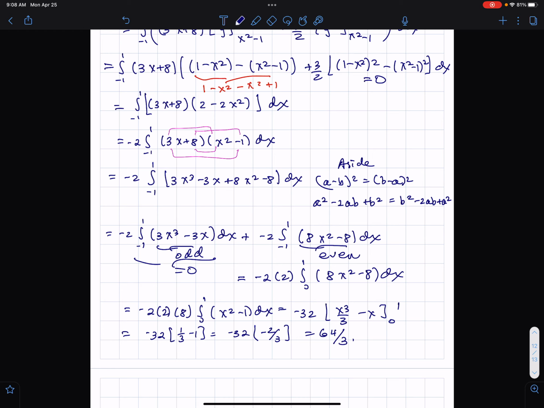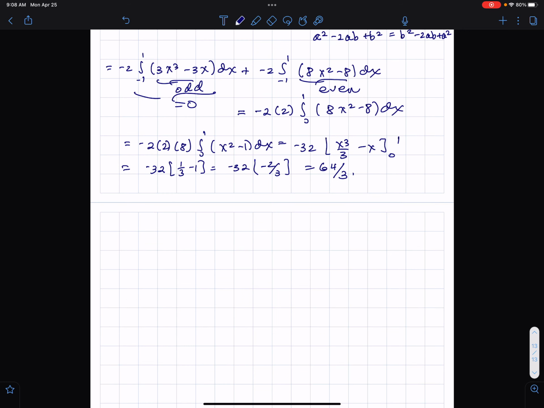Because it's even, and I have this symmetry, if I go from -1 to 1, it's the same thing as doubling and going from 0 to 1. So let me just do a really simple example of that.